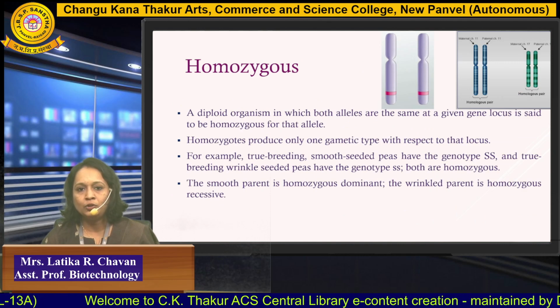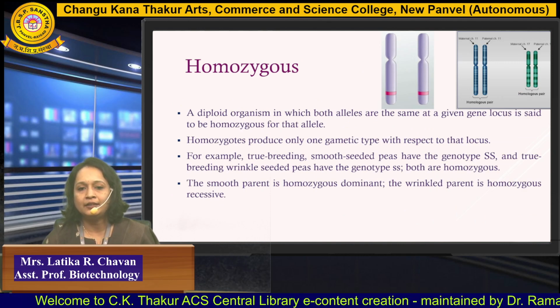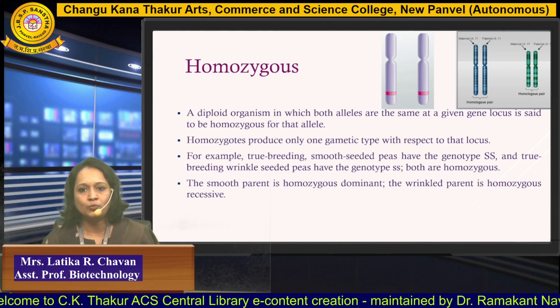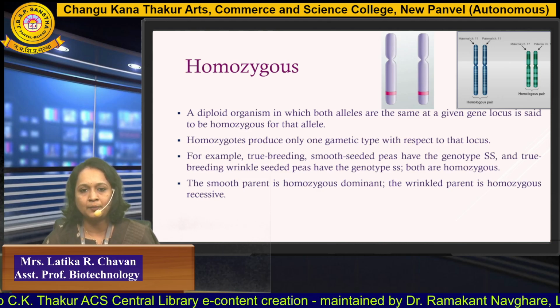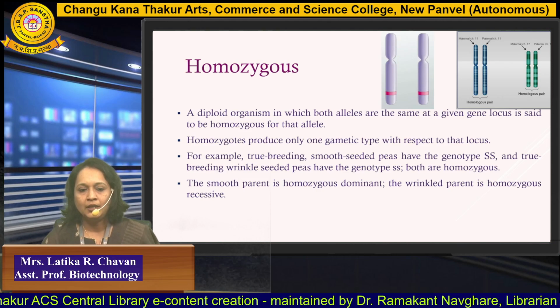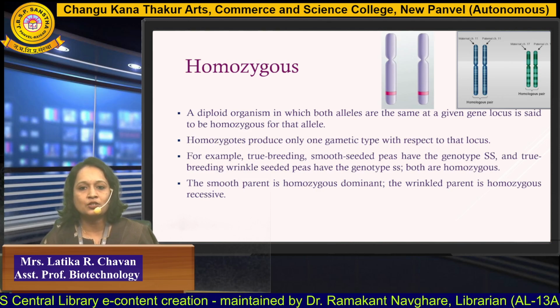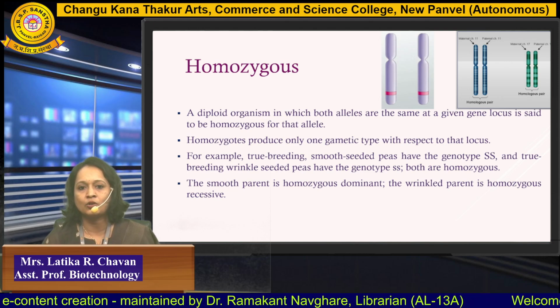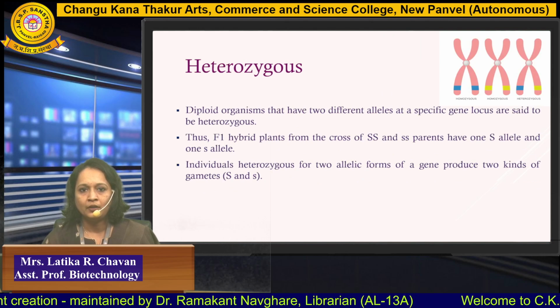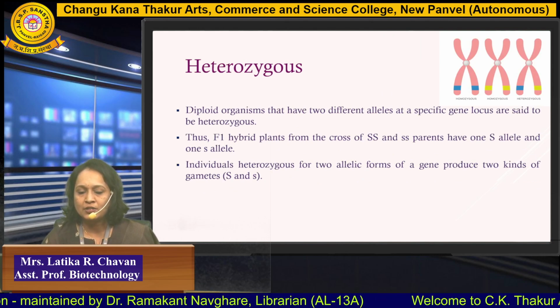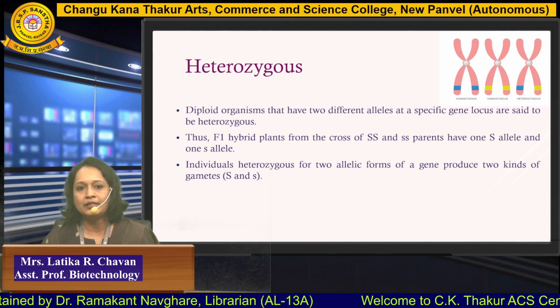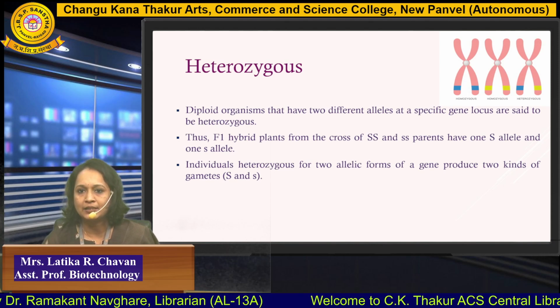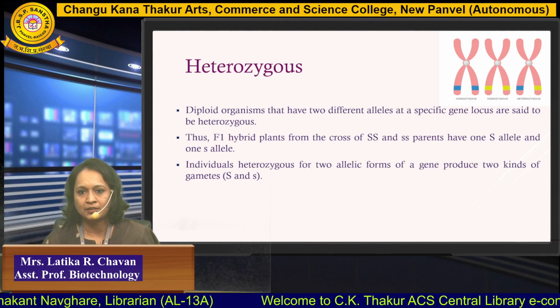So as I have told you, there are two conditions. Either your alleles are present in a homozygous condition, homo means same, both the alleles are same. If it is dominant, that condition is called homozygous dominant, and if both alleles are recessive, that is called homozygous recessive. The second condition is heterozygous, where one allele is dominant and the second allele is recessive, that is a heterozygous condition.